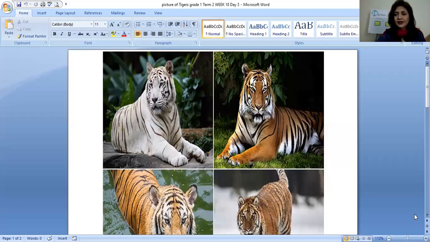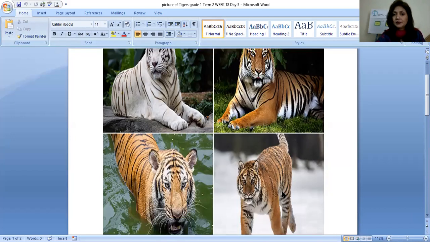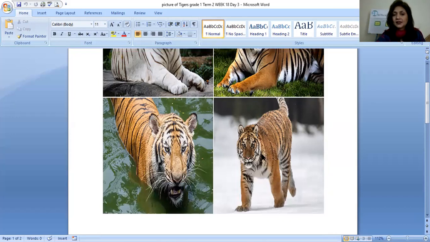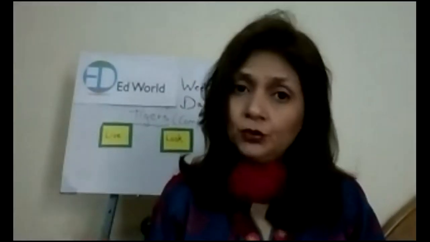Can you all see my screen, class? Yes? Great. Now look at this picture and see how a tiger looks. You can see this is a lighter shade tiger. It's another tiger, but they have black stripes, right? They all have black stripes. This orange tiger also has black stripes. This is also a tiger. This is also a tiger. See, they all are of orange color with black stripes. This is how a tiger looks, right?